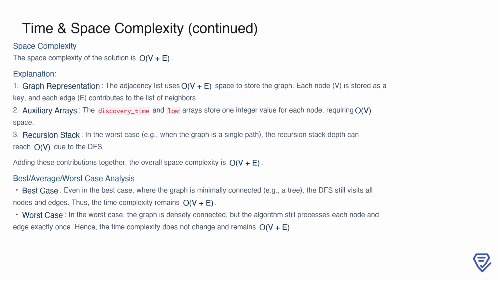Finally, we must account for the recursion stack used during the DFS traversal. In the worst-case scenario, where the graph is structured as a single path, the recursion stack depth can reach O(V). Adding these contributions together, the overall space complexity becomes O(V + E). Whether the graph is minimally connected like a tree or densely connected, the algorithm processes all nodes and edges, so the time complexity remains O(V + E) in all cases.